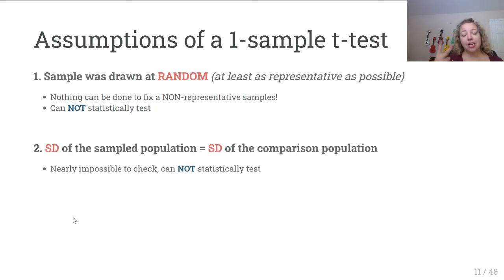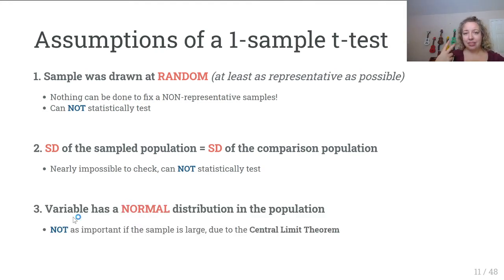The second assumption is that the standard deviation of the sampled population is the same as the comparison population. Again, this has to be something that is reasonable, but you cannot test and you cannot fix. The last of the 3 assumptions is that we have normality of the score that we're looking at. Now, with a z-score, we usually had a large sample, or should, and so the central limit theorem takes over. If we have a smaller sample, the central limit theorem is less likely to take over, but it's also, on the flip side, harder to determine normality if you only have a small sample.